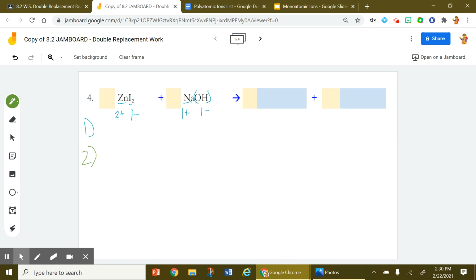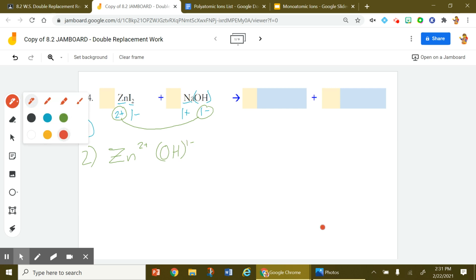The second step is to select a positive ion from this first substance and bond it with the negative ion from this substance right here to create a new compound. We are going to combine these ions in a different way. This zinc is 2+. We're going to combine it with this hydroxide, which is 1-. So I'm going to write it out. Zinc with a 2+ charge bonds with hydroxide with a 1- charge.